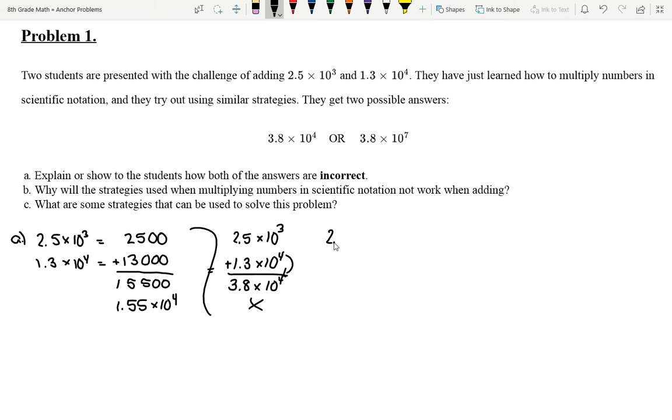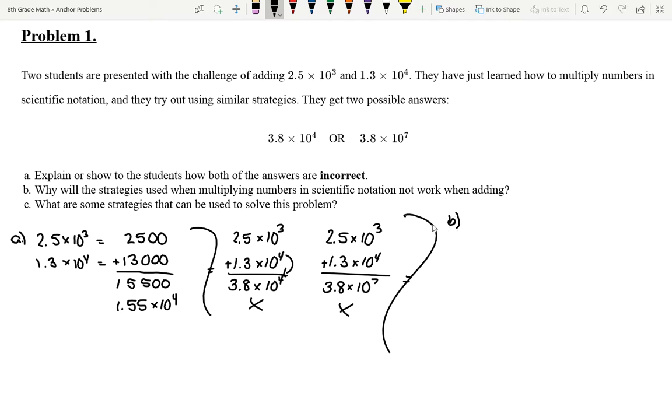Well, once again, if you look at 2.5 times 10 to the third, and you set up an addition problem, 1.3 times 10 to the fourth, and again, straight up add those decimals, you get 3.8 times 10 to the, they look like they took 3 plus 4 to get 7. Well, that's not the correct answer either. And you can only add this 3 and the 4 if you're actually multiplying the scientific notation. And so that's clearly incorrect. Well, why will these strategies not work?